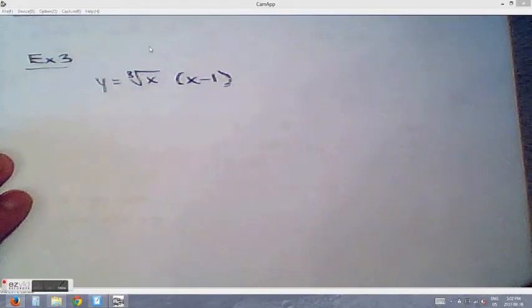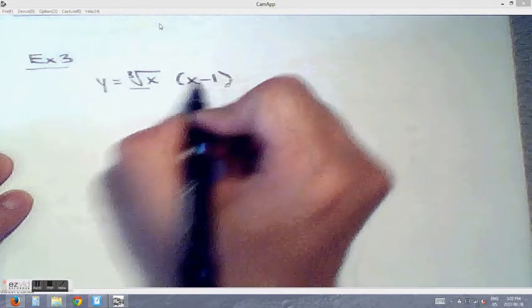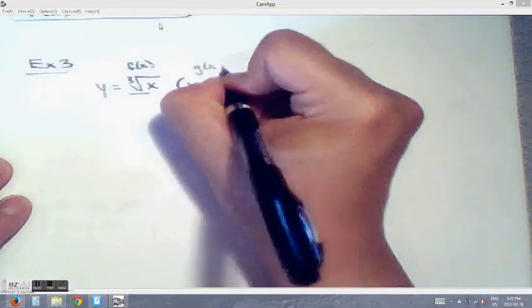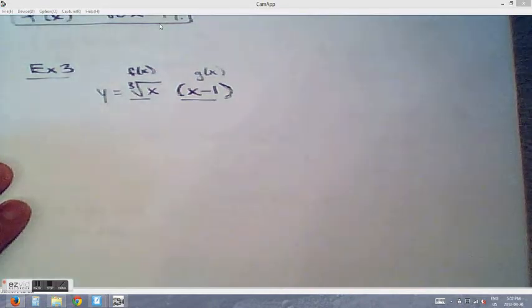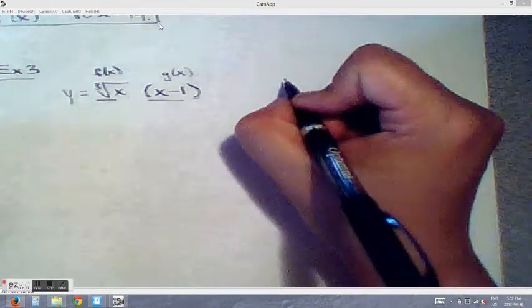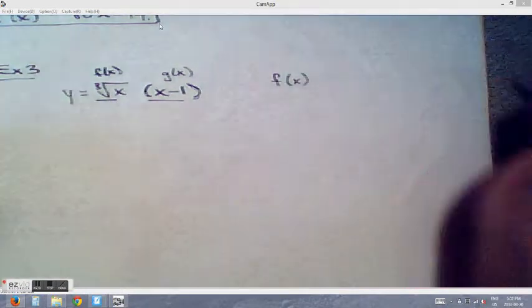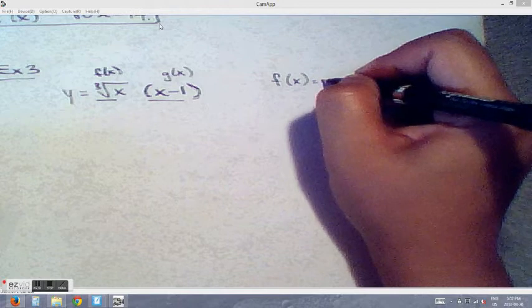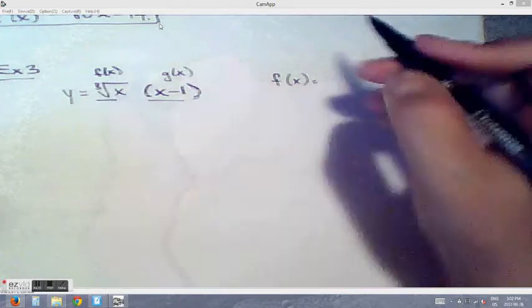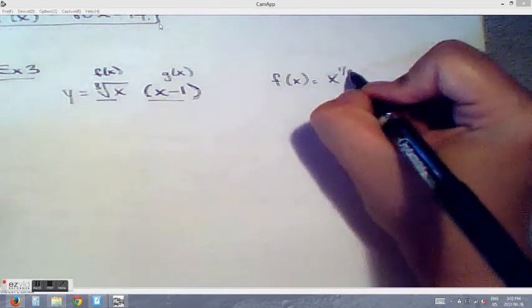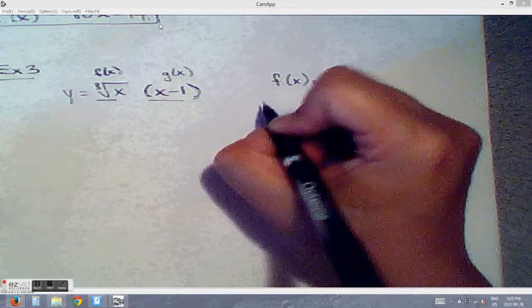So here I've just rewritten the function. You'll notice that you've got two functions again that are multiplied to each other. Sometimes I even ask my students to label them if they really want to, just so that they can recognize that there are two functions there and we can use the product rule. I'm going to continue on for today just using the same method. I'm going to change my third root to be x to the exponent 1 over 3.